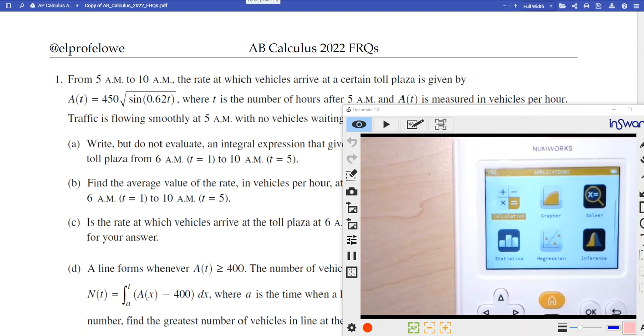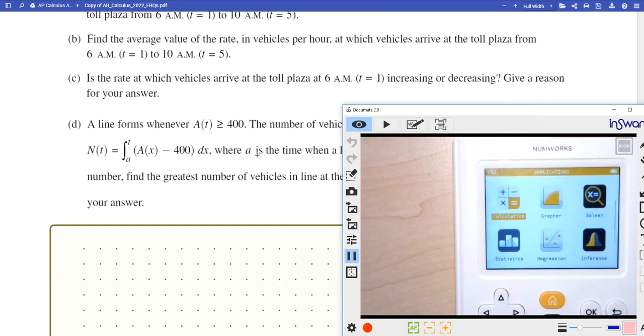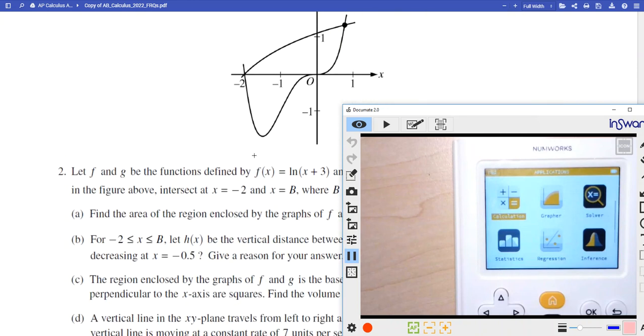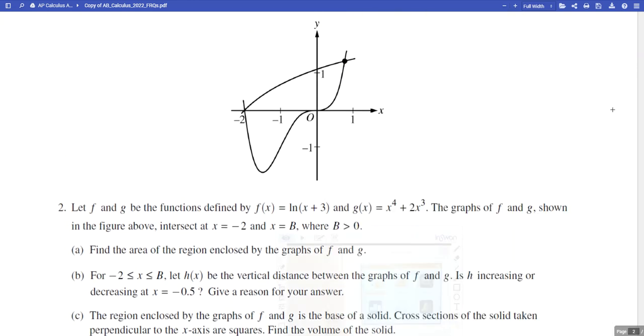All right, so let's have a look at our next question from AP Calculus free response questions. We did question 1, so now let's have a look at question 2. It says f and g are these functions. One's a natural log function, one's a quartic function with positive leading coefficient, and we're going to try and figure out exactly what's being asked and how to answer it.